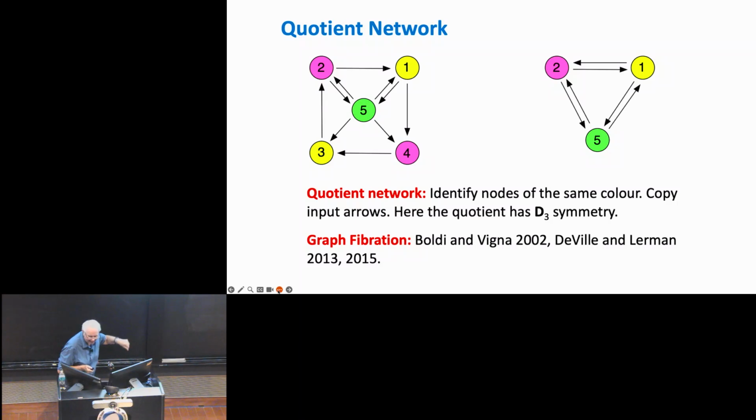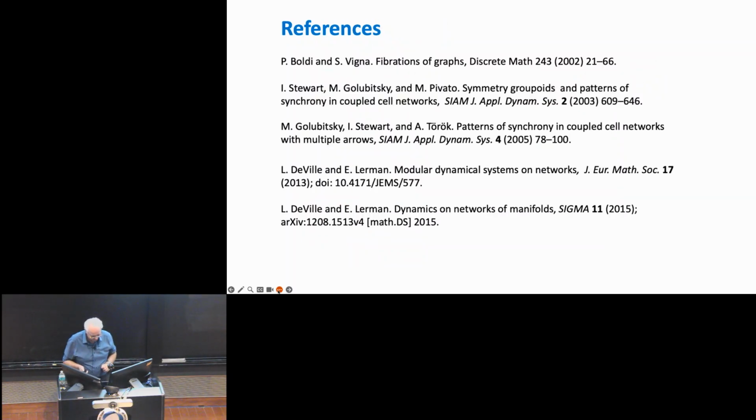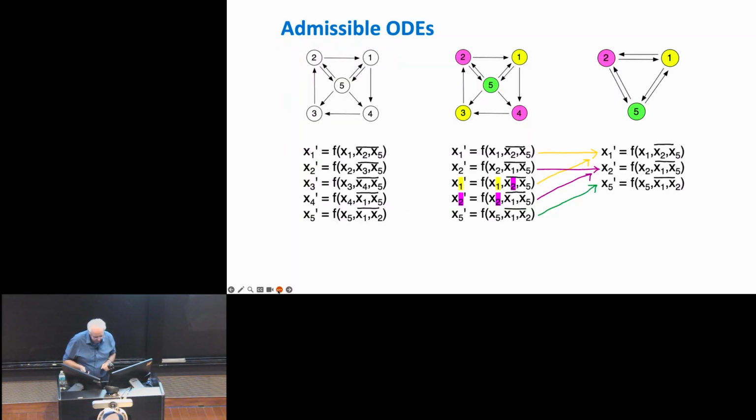I don't know what the arrows mean. I'll show you some differential equations. I'll get to that in a minute. Don't worry about it. So here are some papers. Now I'll start to answer Dennis's question. Associated with any directed network, you can write down a system of differential equations by putting, let's say, a variable at each node, x1 to x5.